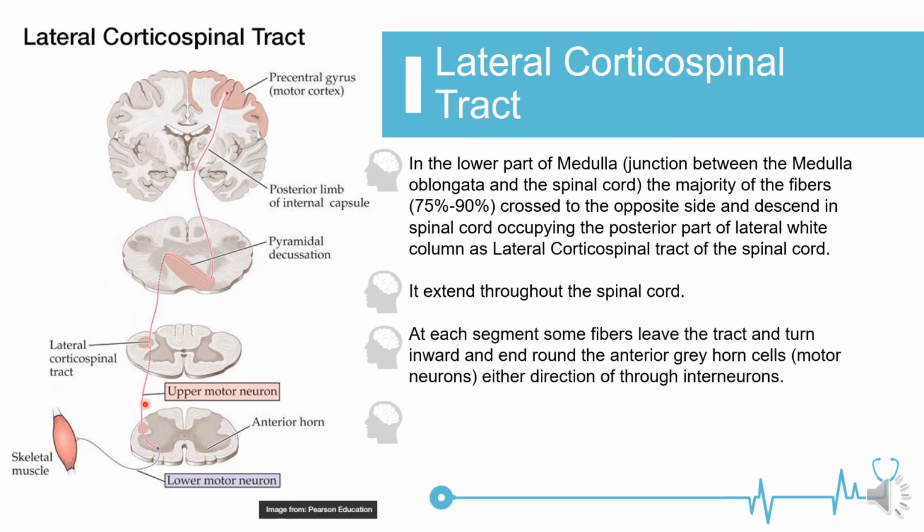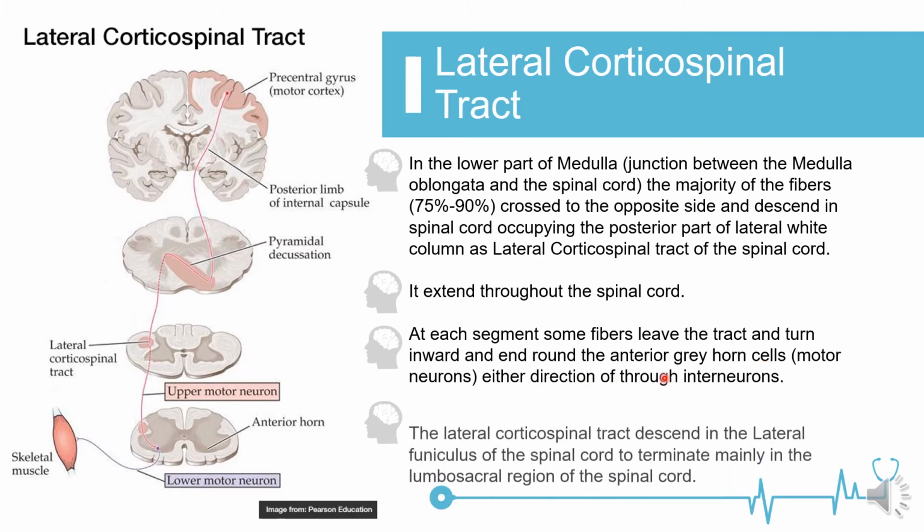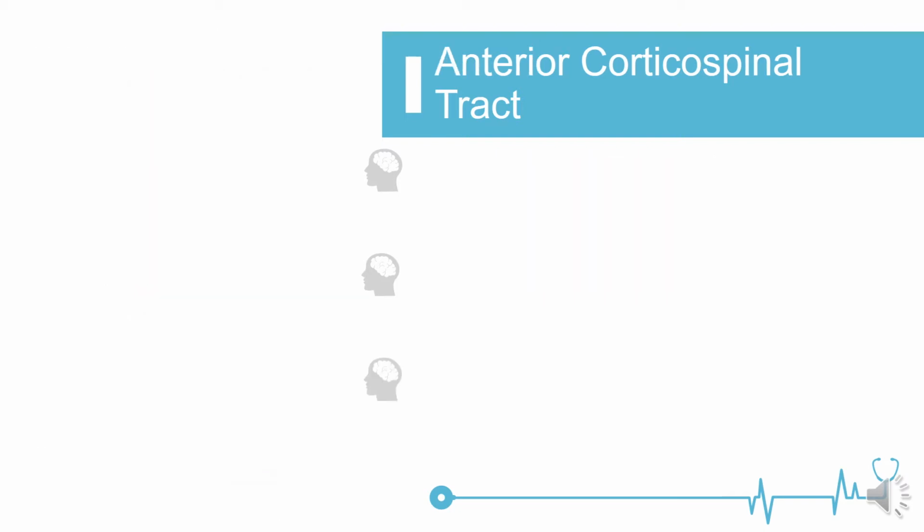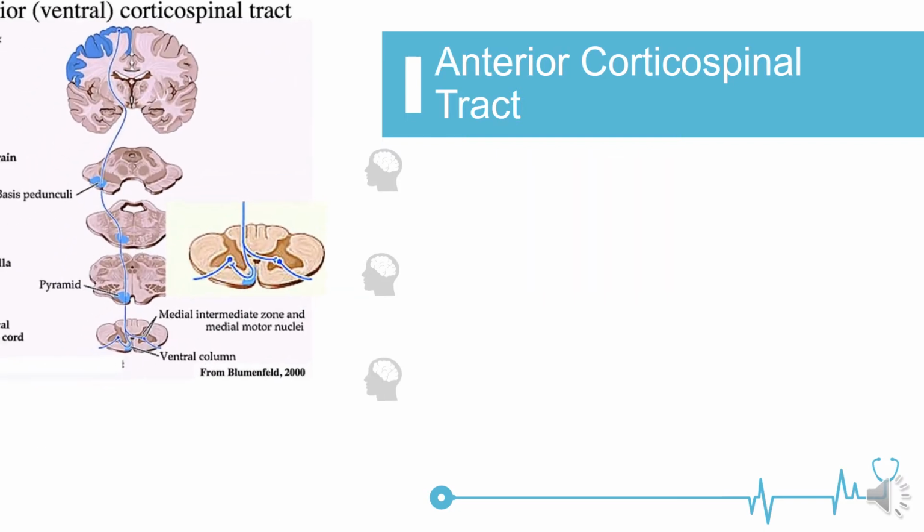At each segment, some fibers leave the tract and turn inward and end around the anterior grey horn cell, either directly or via the interneurons. So the lateral corticospinal tract descends in the lateral funiculus of the spinal cord to terminate mainly in the lumbosacral region of the spinal cord. Okay. So the anterior corticospinal tract.